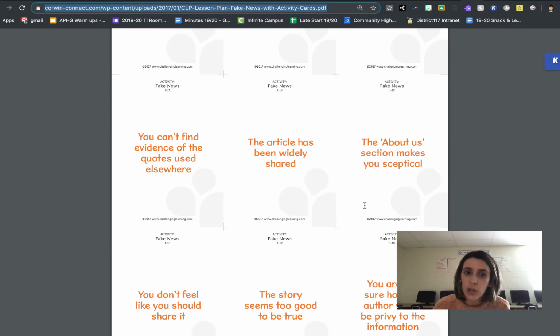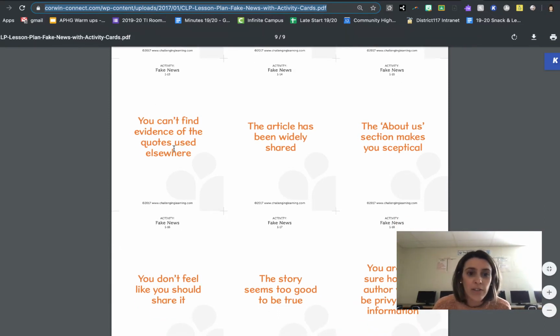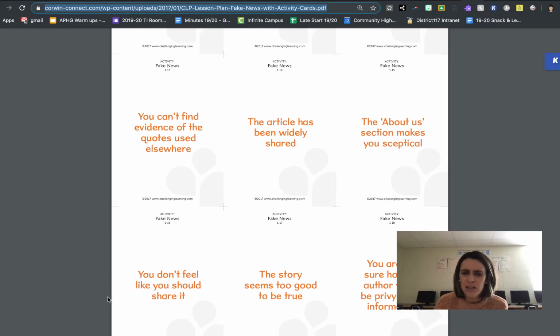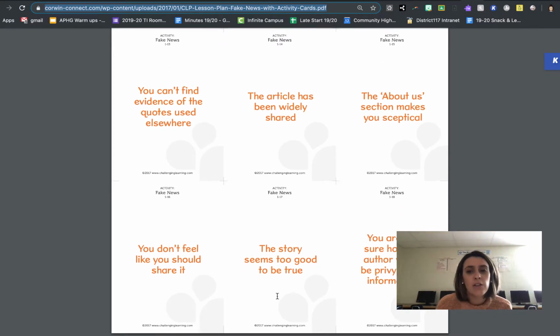If it makes you skeptical, it probably shouldn't be trusted. You can't find evidence of the quotes used anywhere. If there's just kind of something in your head saying, you know what, maybe I shouldn't share this, or this story seems too good to be true, then there's a pretty good chance that it could be fake news.